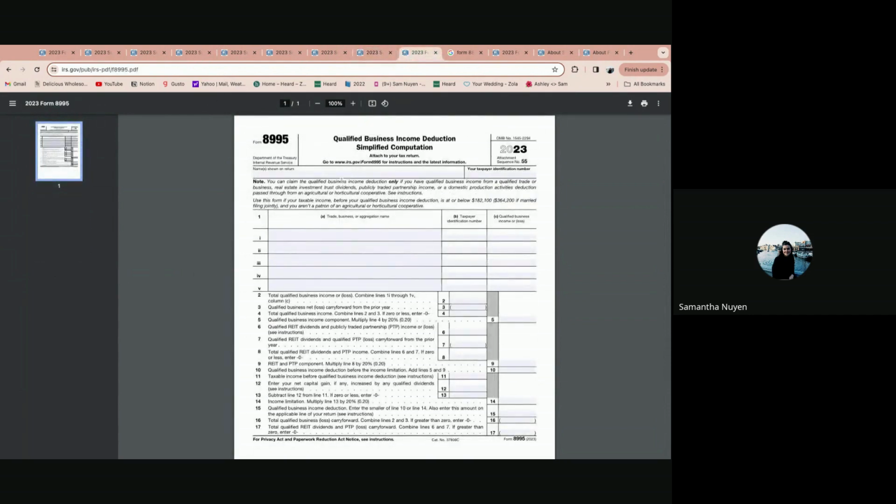Now we have Form 8995. This is qualified business income. The IRS gives you an additional deduction for running your own business. The qualified business income deduction is for sole proprietors and S-Corp owners. Depending on your total income and amount made by your business, the form does a calculation for you. You either get 20% of the business income or 20% of your AGI after the standard deduction.